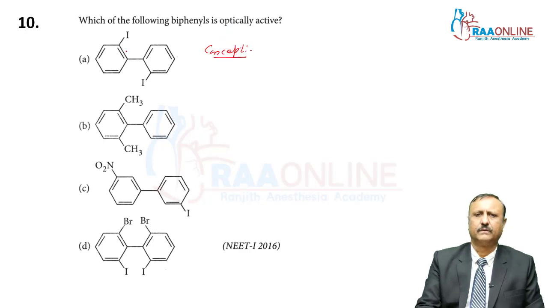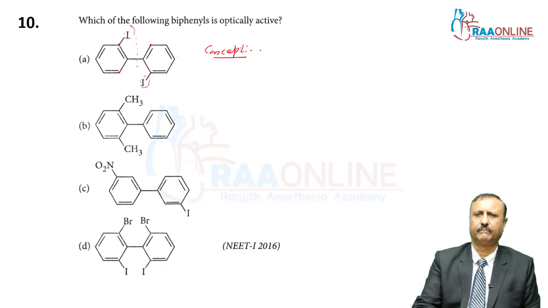You can see here, this is the ortho position of the biphenyls. But here, in the ortho position of biphenyl, you can see only one iodine is present. That's why it is a symmetrical compound, and when symmetrical molecules are present, it is not optically active.